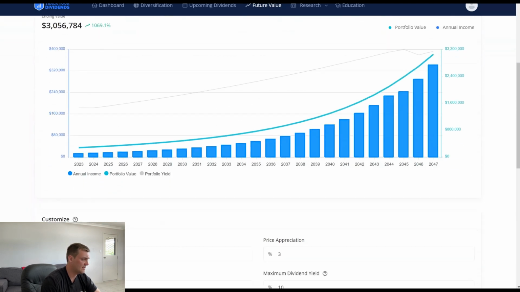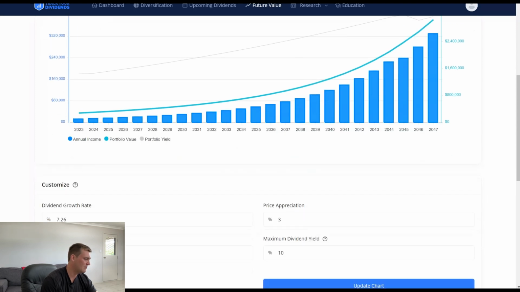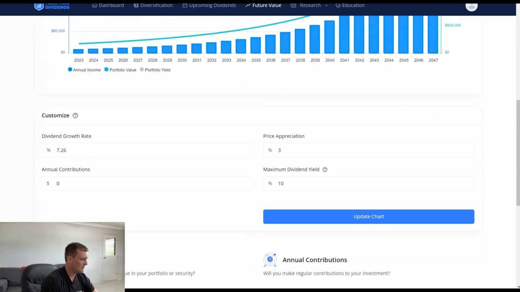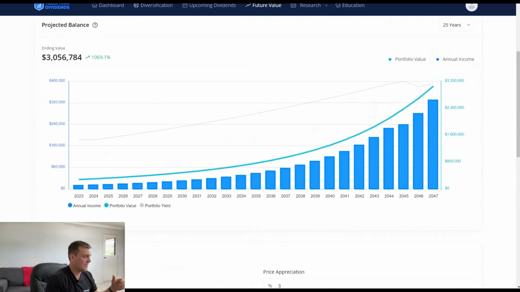And as you can see there, that'll quickly tell you by the end of 2047, I'm going to have over $3 million, and then the annual income is going to be 330 grand. All right, that's pretty insane. That blows my mind. But yeah, this is where you can sort of customize this future value.